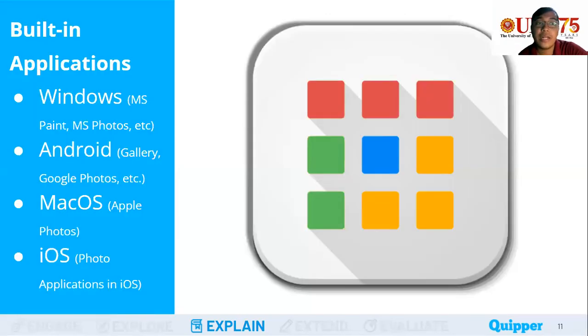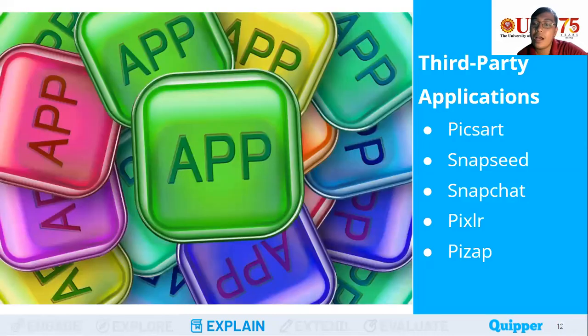Okay, built-in applications, examples of this are Windows, Android, macOS, and iOS. It depends on the OS of your unit. With Windows, I'm using Windows on my Acer, it has MS Paint, MS Photos, and so on. Android has Gallery, Google Photos, and so on. macOS has Apple Photos, and iOS has its photo applications also. Okay? Third-party applications: PicsArt, Snapseed, Snapchat, Pixlr, and others.